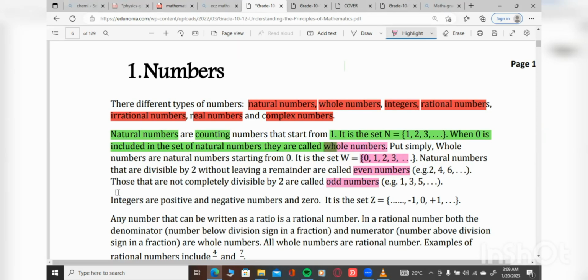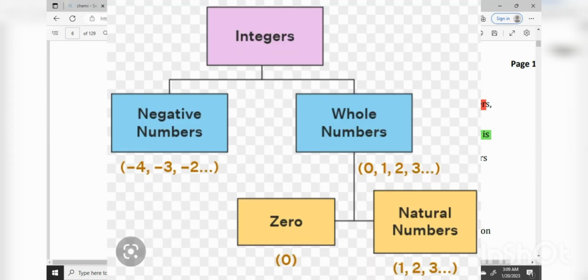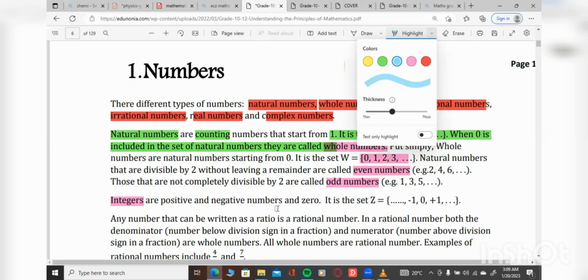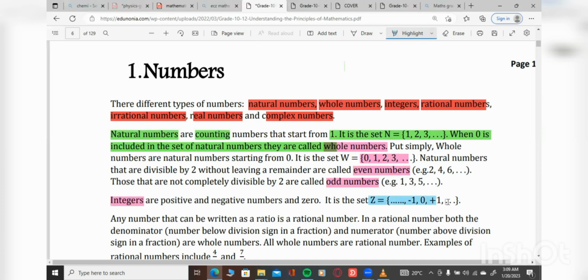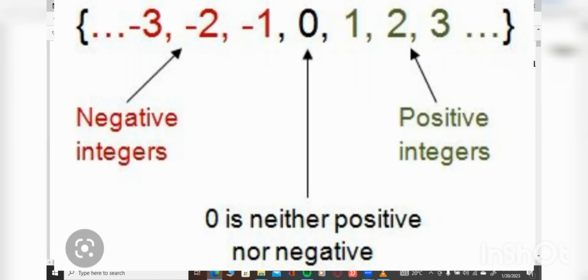Let's look at integers. What are integers? Integers are both positive and negative numbers. Take note that 0 is an integer, but it's neither positive nor negative. So this is an example of integers. Z is the symbol for integers. These are some of the examples of integers.